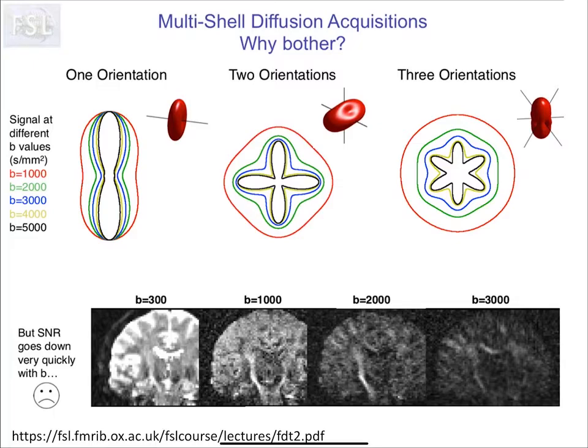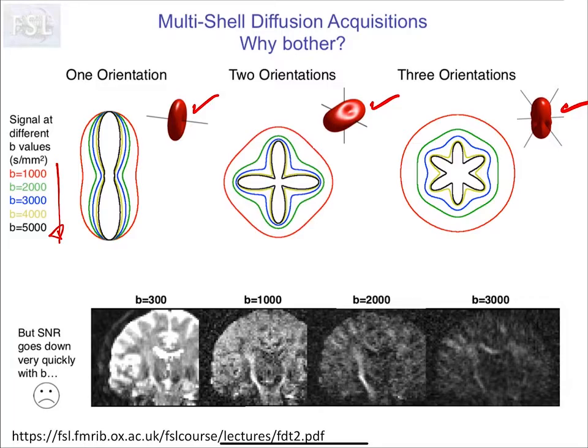The next thing we're going to talk about is multi-shell diffusion acquisition. If you're familiar with either the HCP protocol, the lifespan HCP protocol, or the ABCD protocol, you'll notice that they don't just use one B value. They typically use 2 or 3 B values. And we want to talk a little bit about why we do that. We already saw this before: what we're showing you here are the patterns if you have 1 fiber, 2 fibers, or 3 fibers. And then the color scheme shows increasing B values.